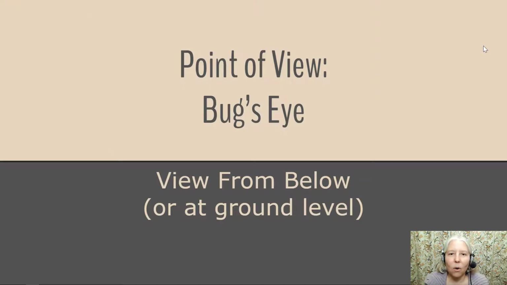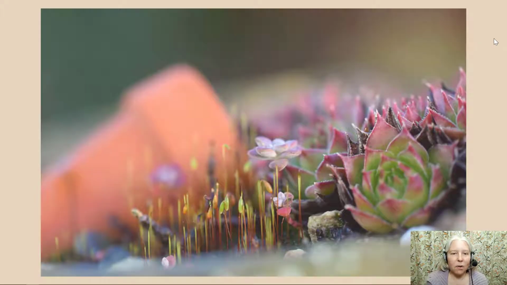So the next category is bug's eye point of view, and that is a view from below or from ground level. So this photo was taken at ground level, and it's not a point of view that we often see. So you are charged with getting really close, put your camera right down close to the ground and see what it looks like down there. Try to find something interesting.